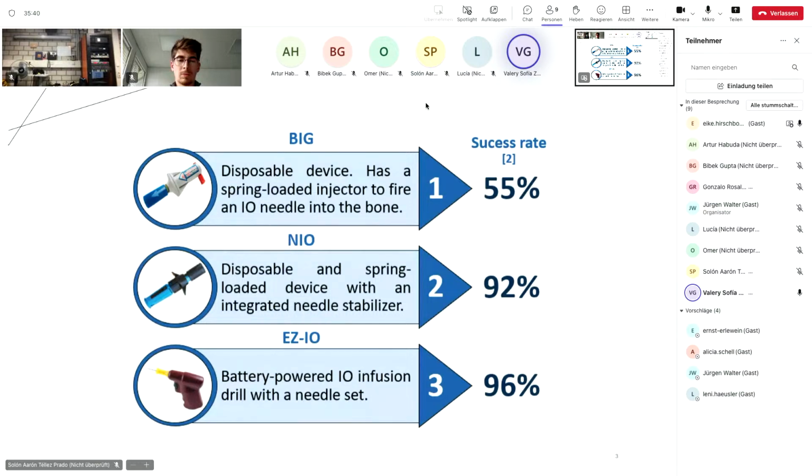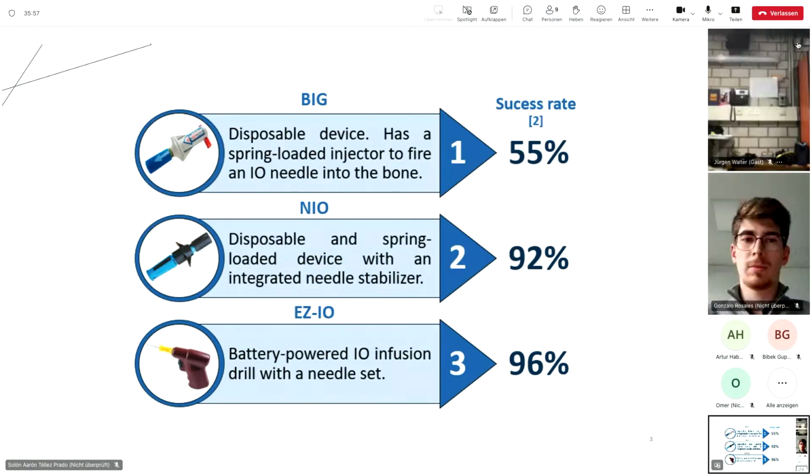There are several devices, but these three are the main ones using I/O. According to the state of the art, they were tested in a helicopter medical service to evaluate their success rate. We can see that the BIG is in third place with 55%, then the NIO with 92%, and finally the ETSIO, which had the best performance with 96%.